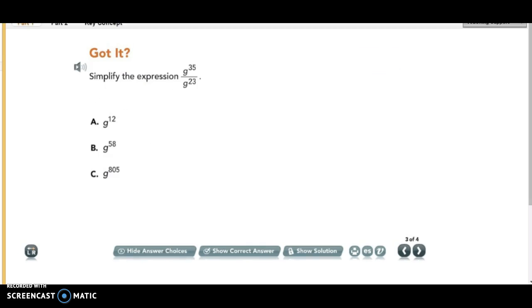Go ahead and give this one a try. You can press pause, see if you can come up with the right answer. Okay, so as we're working through it, we have g, and we have 35 minus 23. And so as we're looking at that, because we're subtracting them, the only one that's going to make sense is A.